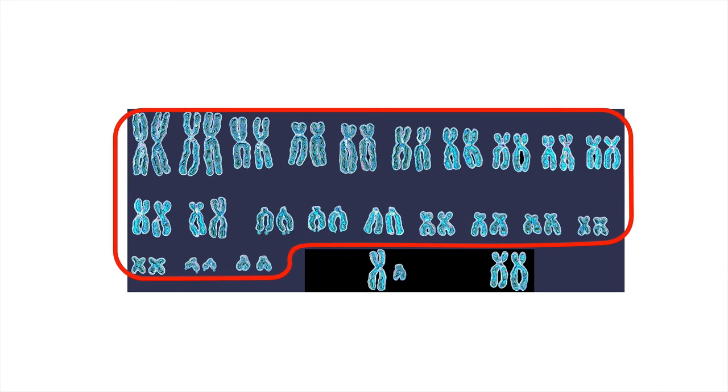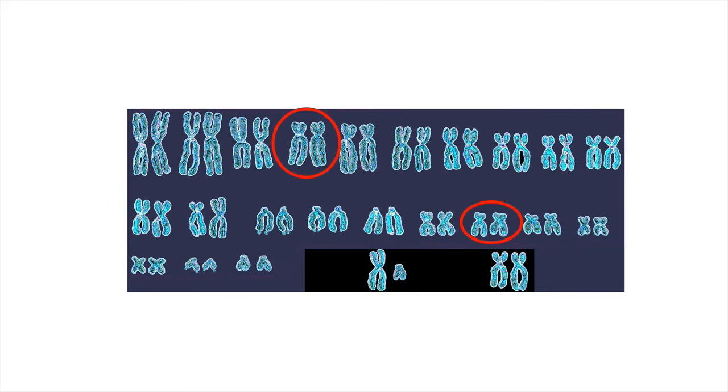In healthy cells, humans have 23 homologous chromosome pairs, totaling 46 chromosomes. 44 of these are autosomes, and 2 are sex chromosomes, which will determine the gender of the offspring. Females have 2 X chromosomes, and males have an X and a Y chromosome. You may remember from studying biology that homologous chromosome pairs are similar to each other, but not identical.